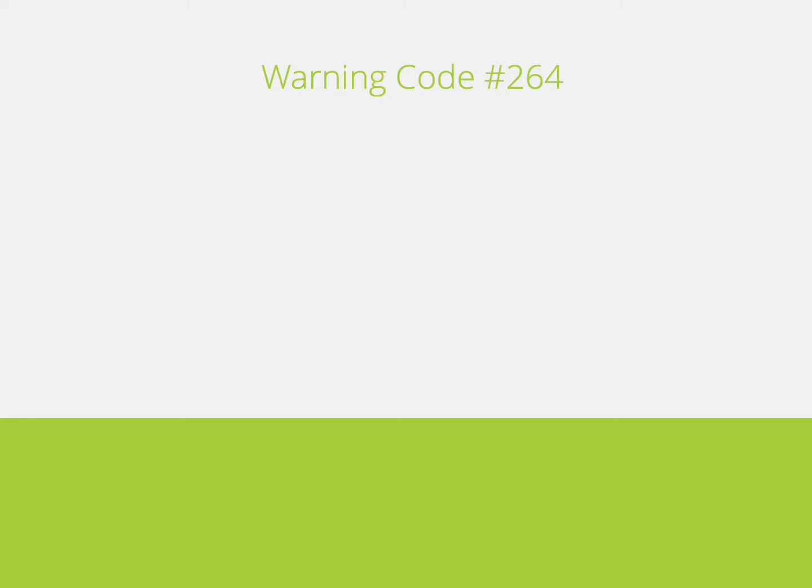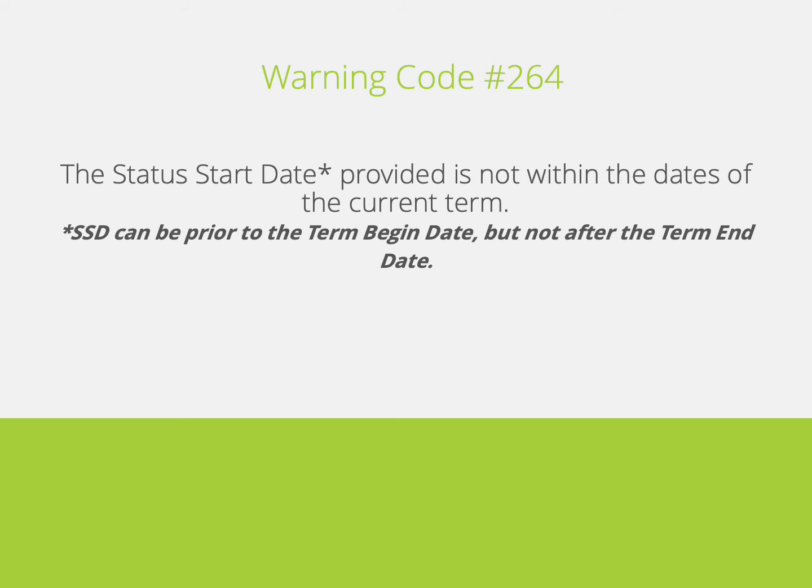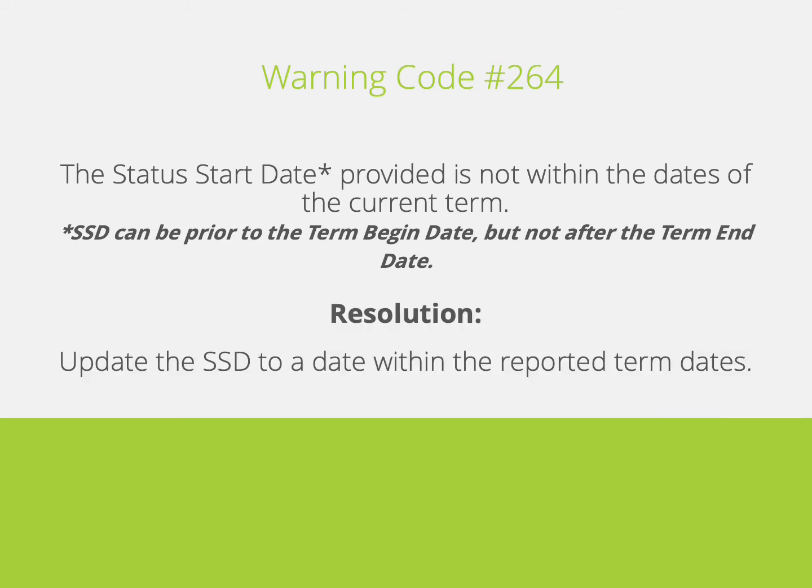The last warning code we'll be reviewing today is warning number 264. This is when the status start date provided is not within the current term dates. All data should be for the current term only, so please review and correct on the error resolution report as well as in your student information systems. Also note that this warning code is flagged for full-time, three-quarter time, half-time, and less than half-time statuses.